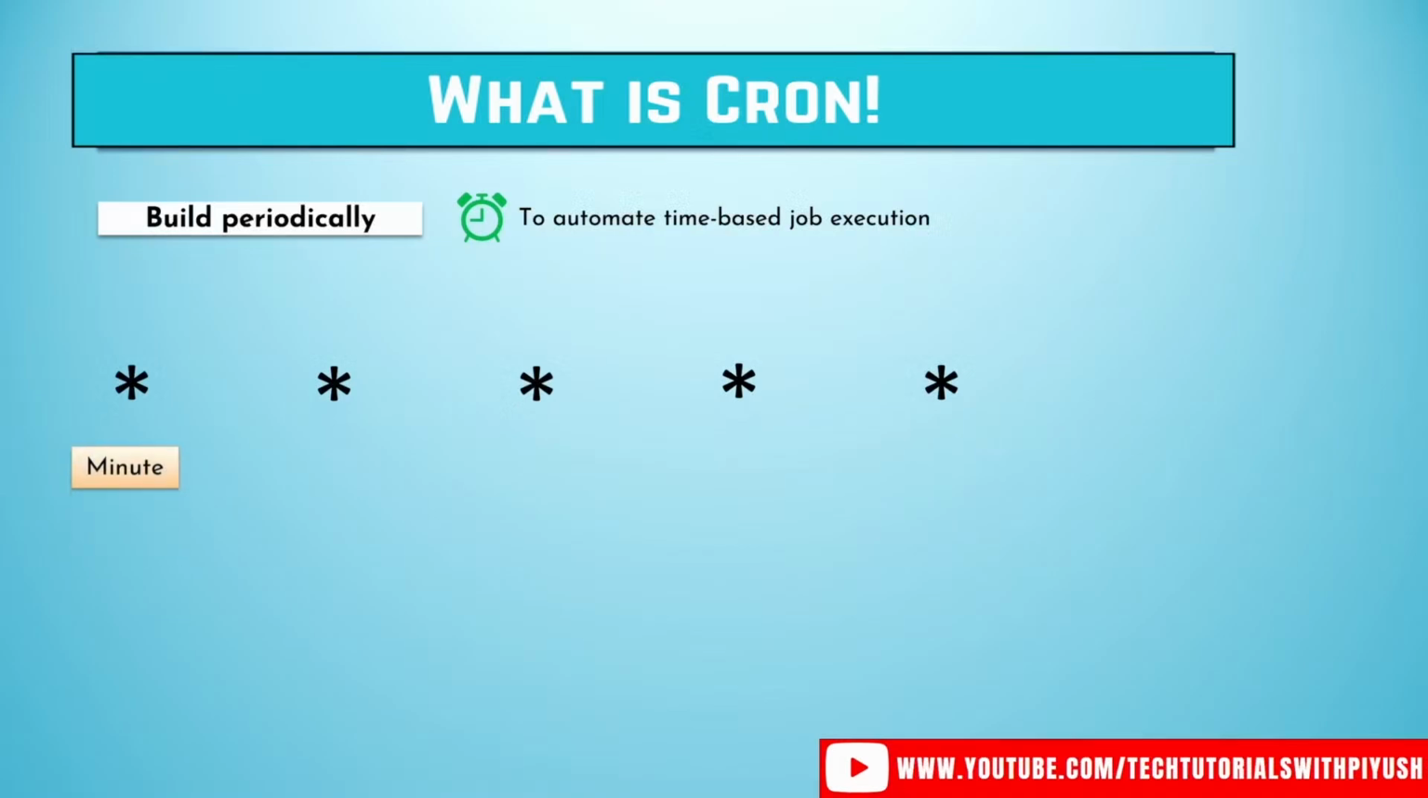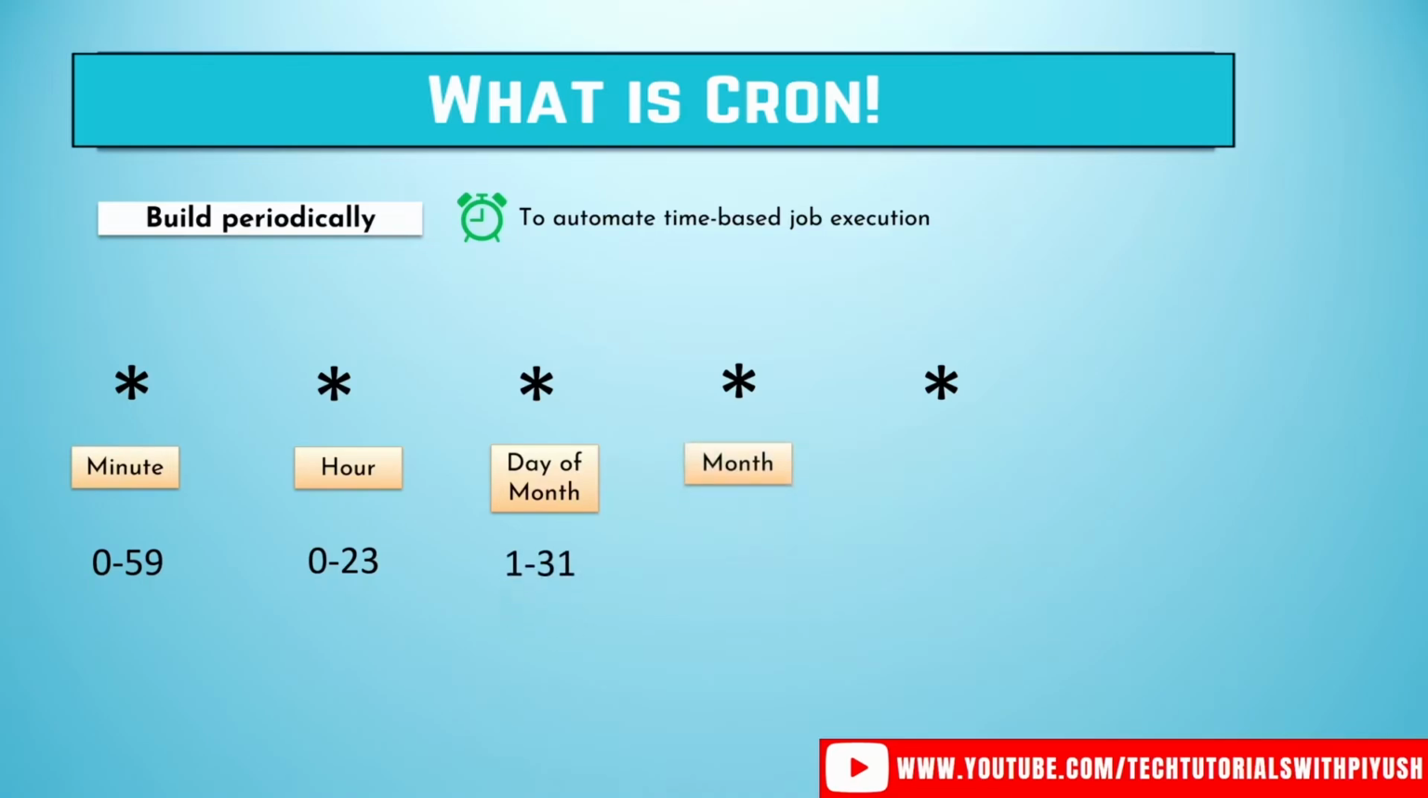So the first one represents minutes and allowed values are 0 to 59. The second one is hour, allowed values are 0 to 23. The third one is day of month and allowed values are 1 to 31. The next one is month, allowed values, as you have guessed, 1 to 12. And then day of week. This is from 0 to 6 and it starts with Sunday and ends on Saturday.